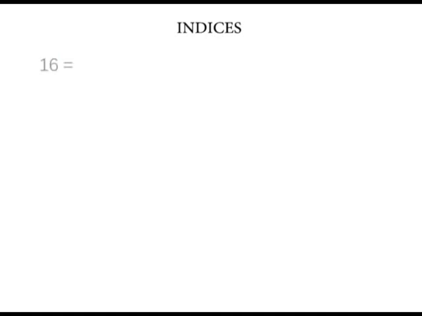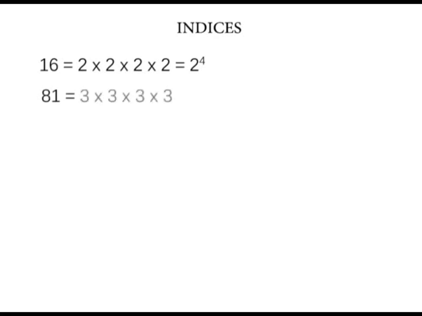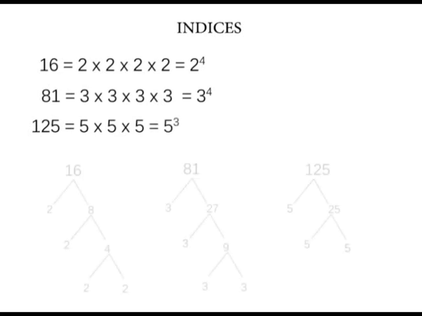For example, 16 is equal to 2 times 2 times 2 times 2, which is equal to 2 raised to power 4. 81 is equal to 3 times 3 times 3 times 3, which is equal to 3 raised to power 4. 125 is equal to 5 raised to power 3. We can represent this information on a tree diagram as shown below.